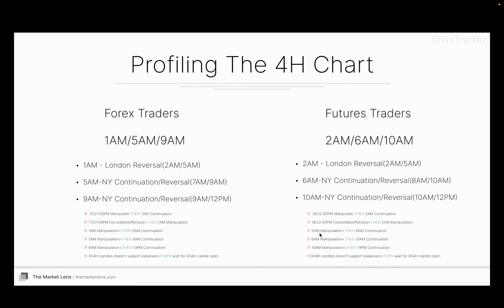So the if-then statements, right? If 2 a.m. manipulates, then 6 a.m. should continue. If 6 a.m. manipulates, then 10 a.m. should continue. If 10 a.m. manipulates, then 1400 should continue. And again, same rule here. You want to wait for expansion candles to align.